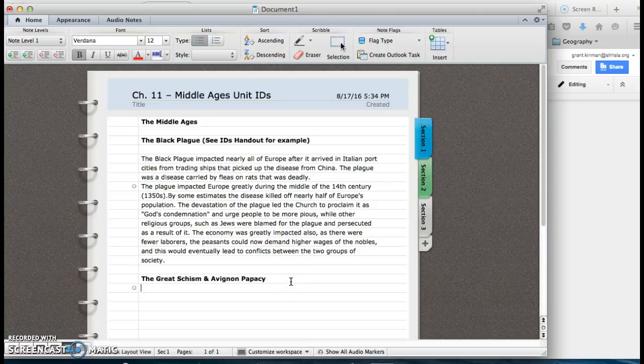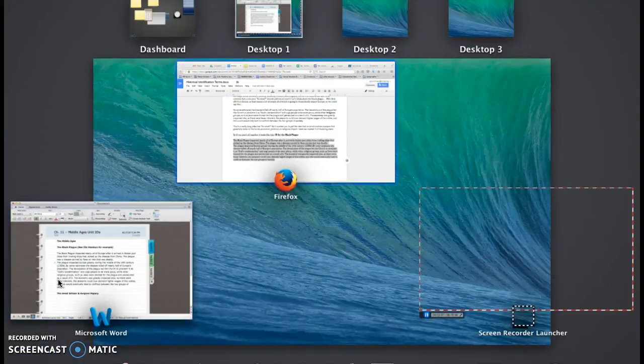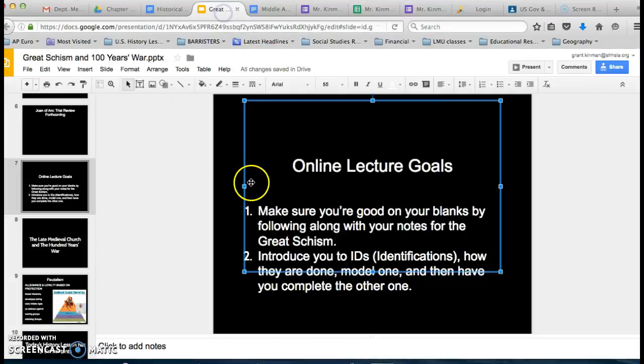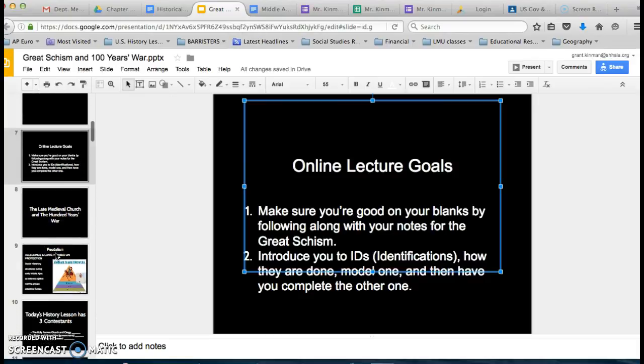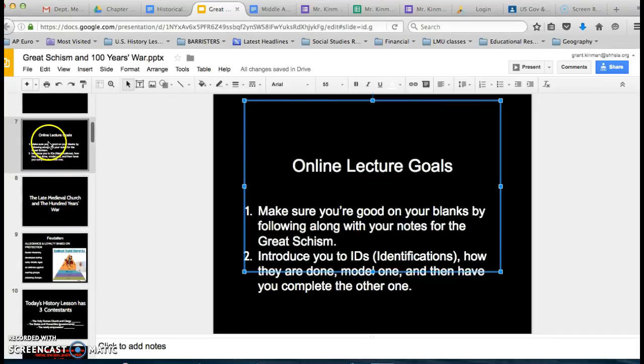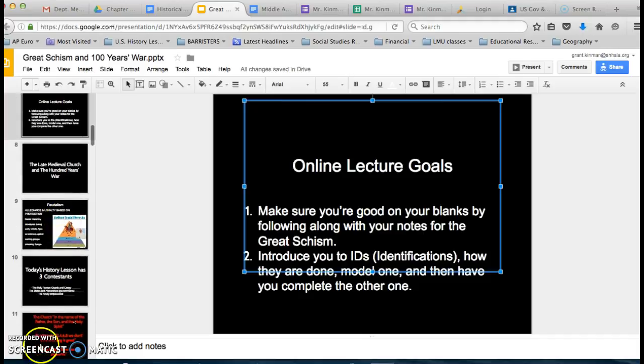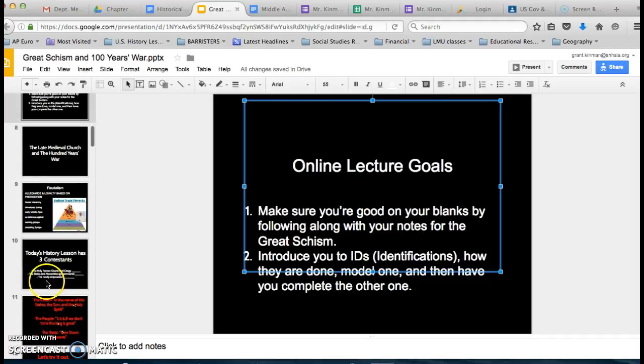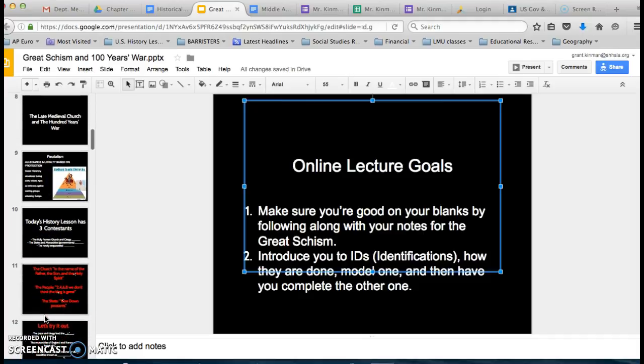So what we're going to focus on in the next 5 minutes is reviewing the Great Schism and then writing an ID for it. So I'm going to have you return to your notes. You took notes on this lecture over the summer, and I'm just going to briefly go over a few of the items and have you fill in the blanks as we go. So make sure you got your notes out and make sure your blanks are right.